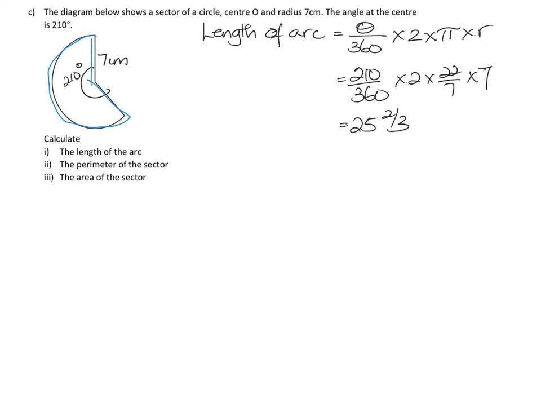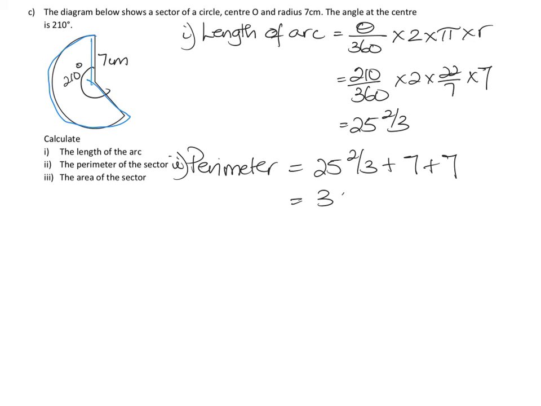If we want to get the perimeter, it would be the length of the whole arc plus each of the two radii. So the perimeter will be equal to 25 and 2/3, which we worked out in part 1, plus one radius plus another radius. And that will give us 39 and 2/3 centimeters.